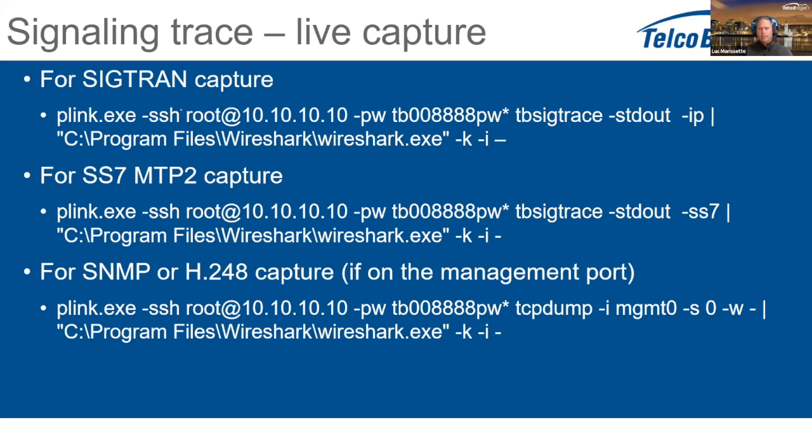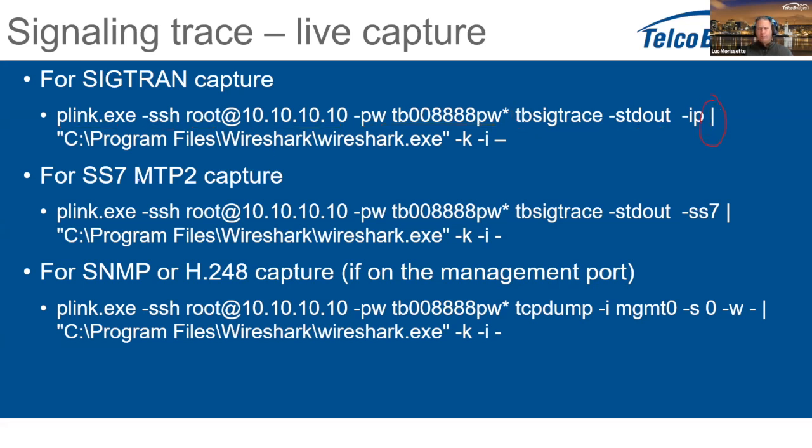For SIGTRAN, you will use -IP. For SS7, you will use -SS7. And for others, I will show you after that. The only difference between these 2 lines is this option here. So the command is plink -SSH, the username on the management port, the IP of the management port, the password. Then you run the command that I just showed you, tb6 trace -IP, but you add the -stdout option to push the information to the connection.